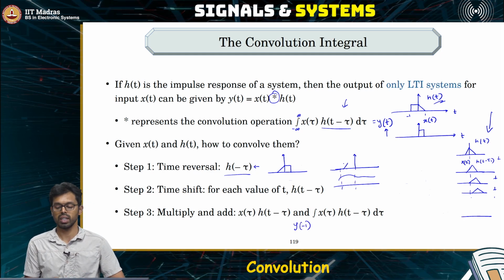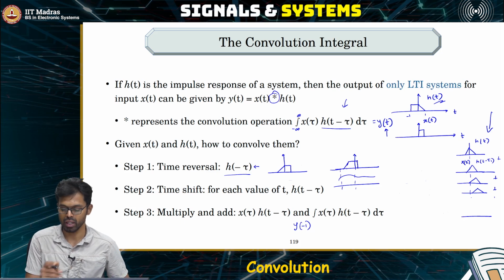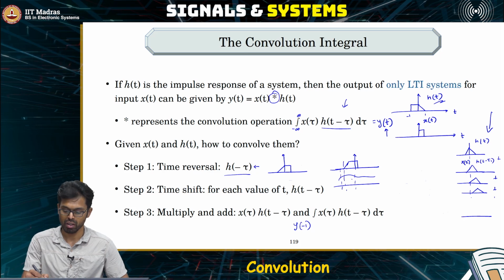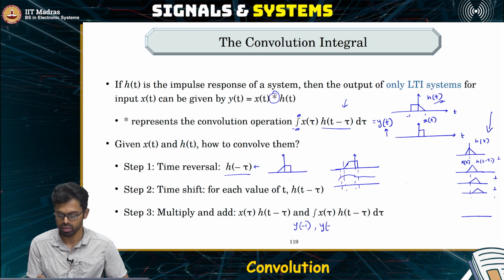Now shift it, let's say, to t equal to -12, and it moves towards the right. Once again multiply with your signal, compute the area, that will be y of -12.